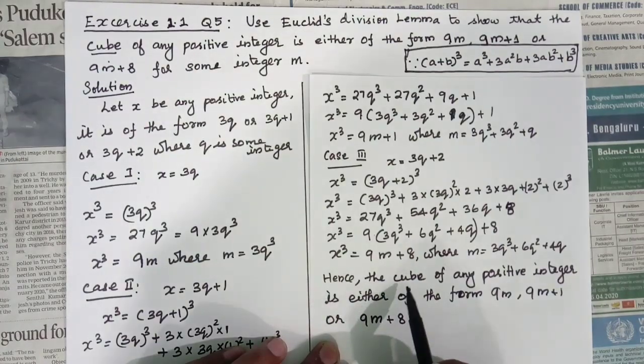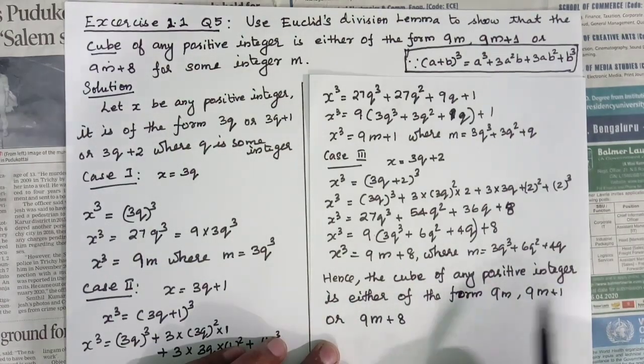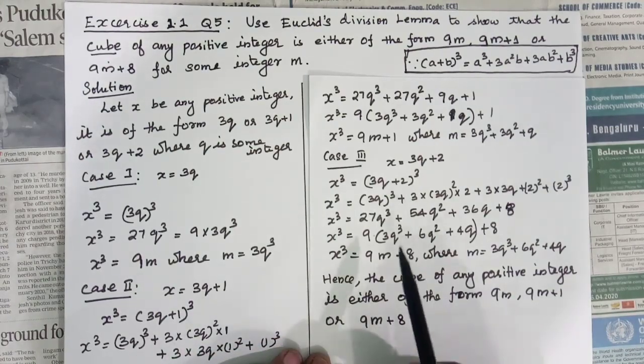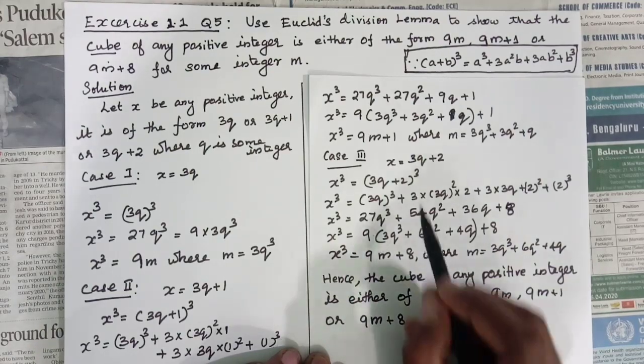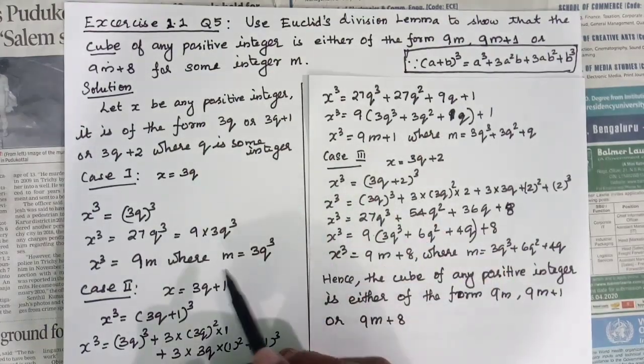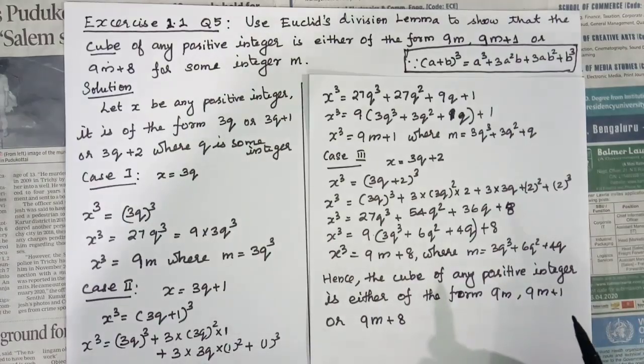Hence, the cube of any positive integer is either of the form 9m or 9m plus 1 or 9m plus 8. So we got the answer: 9m plus 8, 9m plus 1 and 9m. Hope you understood. Thank you for watching.